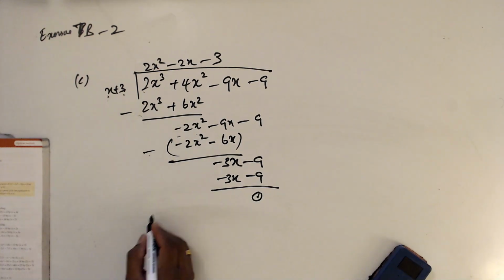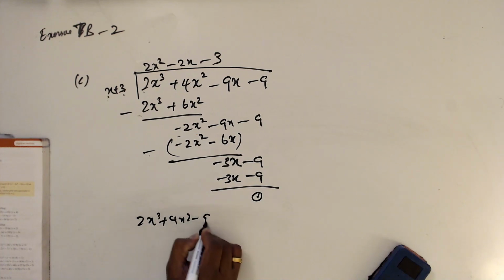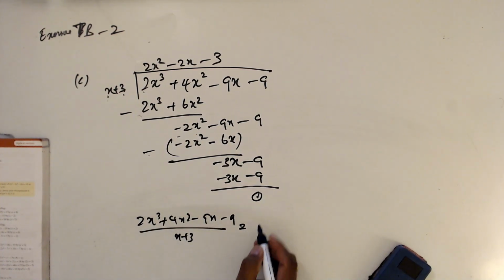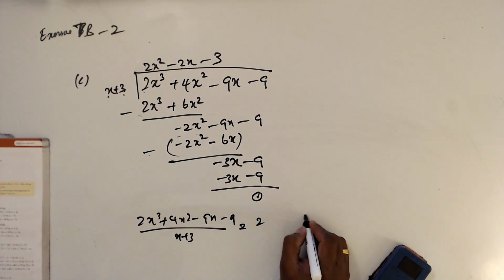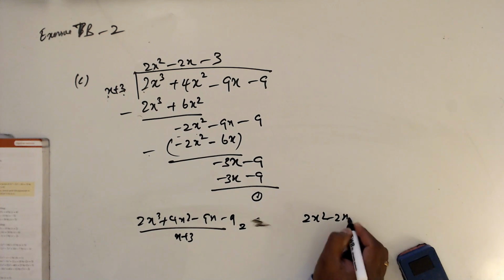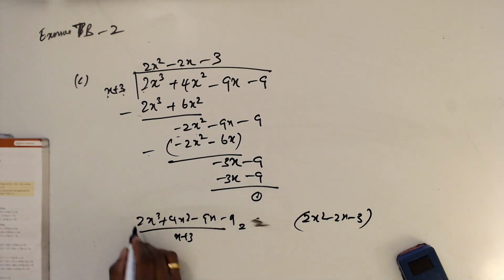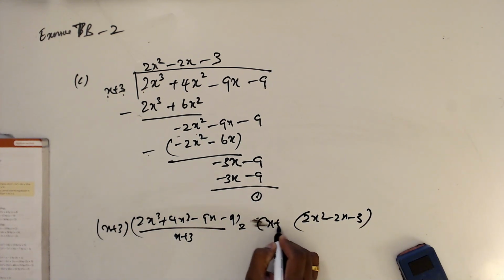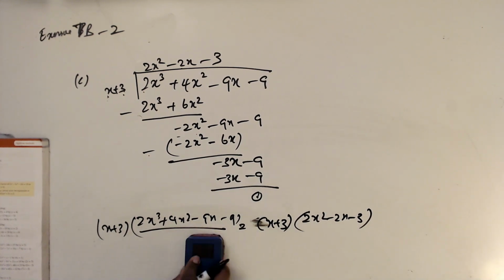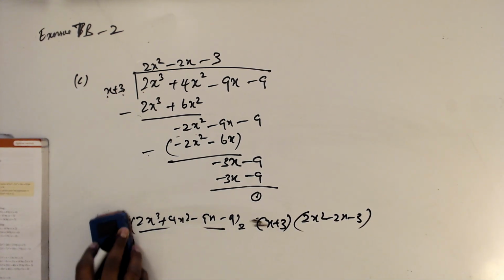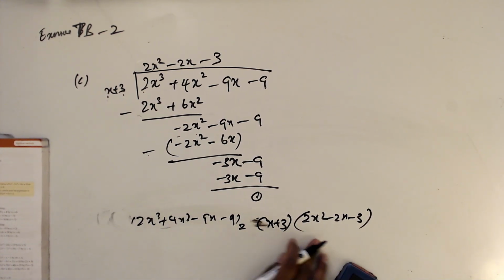Now we can write the answer. 2x cubed plus 4x square minus 9x minus 9 divided by x plus 3. Your answer is going to be 2x square minus 2x minus 3. I multiply by both sides x plus 3. Then this cancels out and remains in here. And now this is the answer.